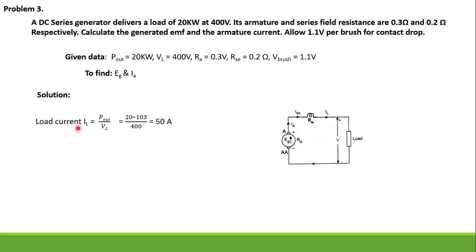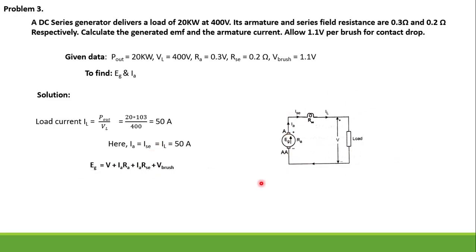To find load current, we have to take the ratio between output power and load voltage. P is equal to VI formula, all you know. From that we can get I is equal to P by V. Output power is 20 kilowatts. So 20 into 10 power 3 divided by 400, and it is equal to 50 amps. Here, as I said earlier, armature current, series current, load current all are same. That is 50 amps.